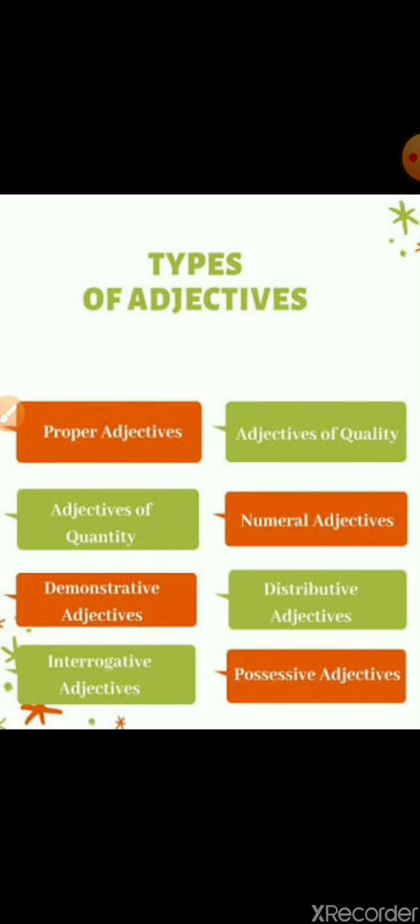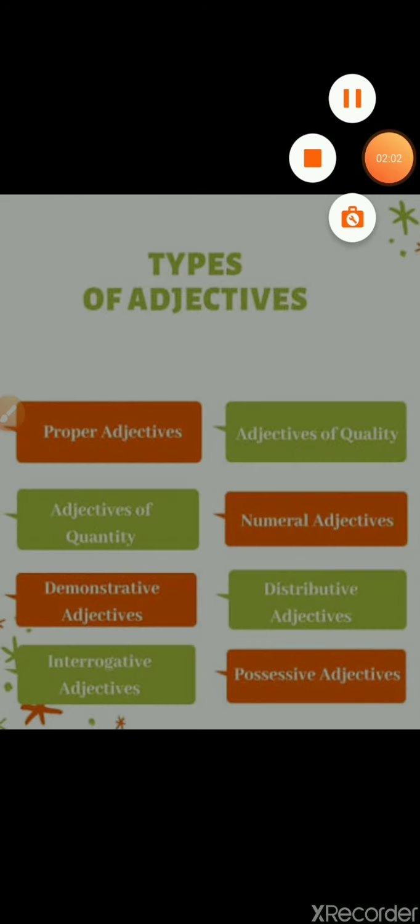Distributive, very easy, related to distribution, like each, every. Interrogative, so simple to understand, with some question, when we want to know something. And possessive, very easy, which shows us the possession. So this is the simple overview of the types of adjective that you need to understand.